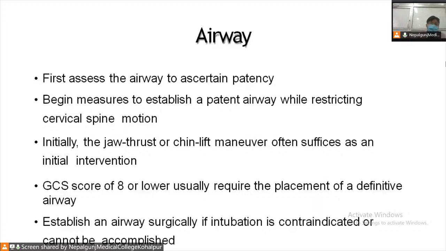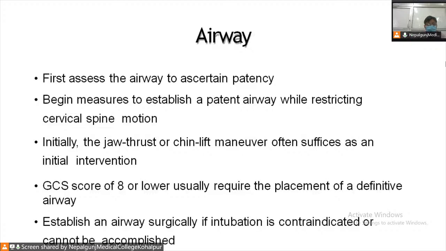First, assess the airway to ascertain its patency. It is the most important thing. Begin the measures to establish the patient's airway while restricting cervical spine motion, to prevent spinal injury later on. Initially, jaw thrust or chin lift maneuver often suffices as an initial intervention. So this is the method. Otherwise, we can go for the Guedel's airway tube and other measures that we need to do.